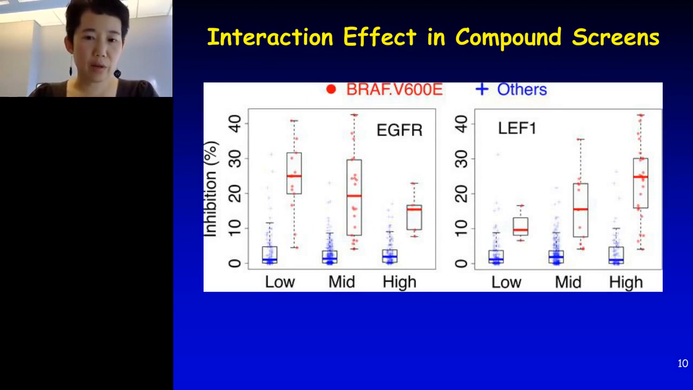However, if we look at the two genes, on the left side with the EGFR gene, we discretize the data into 3 groups based on the level of EGFR gene expression. You can see that even though the red dots, the BRAF mutated cells, are in general more sensitive to the BRAF inhibitor, the sensitivity is influenced by the level of EGFR gene expression. Based on this left figure, the higher the EGFR gene expression, the less sensitive the cell is to the BRAF inhibitor. On the right side is the opposite example, where we are looking at the LEF1 gene, and you can see here the higher the expression of LEF1, the more sensitive the cell is to the BRAF inhibitor.